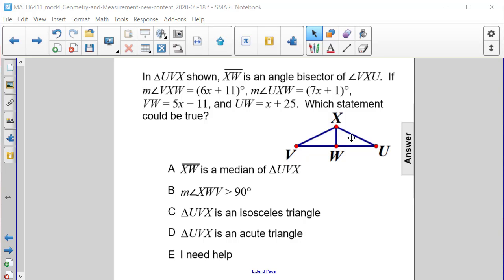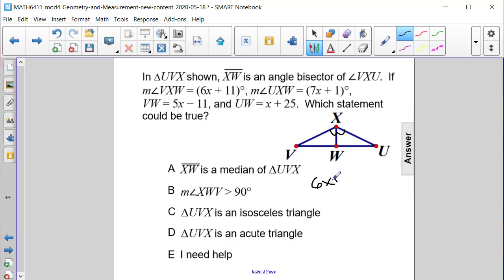In triangle UVX shown, XW is an angle bisector of angle VXU. So it's splitting this big angle in half. If the measure of angle VXW is equal to 6x plus 11, and the measure of angle UXW is equal to 7x plus 1, we are also told that VW is equal to 5x minus 11, and UW is x plus 25.